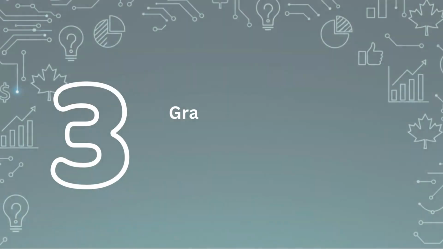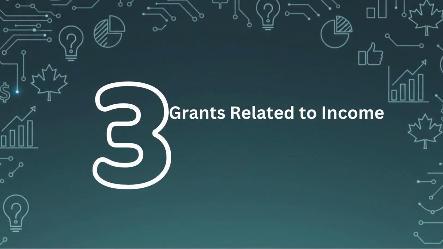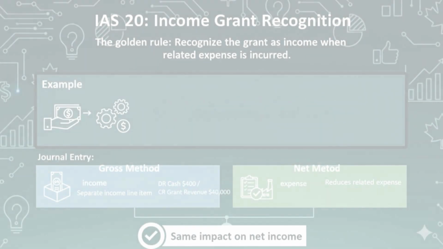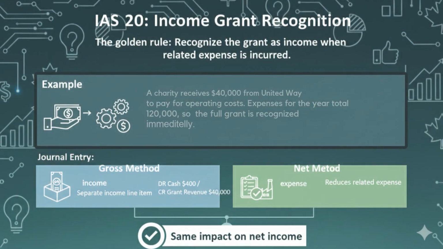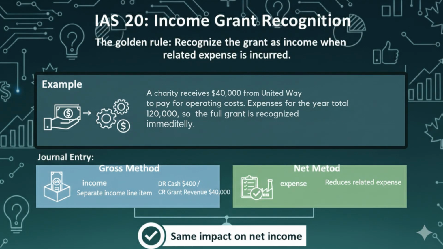Now let's split this into the two key types: income-related and asset-related. These are designed to cover expenses. The golden rule: recognize the grant as income when the related expense is incurred. For example, a charity receives $40,000 from United Way to pay for operating costs. Expenses for the year total $120,000, so the full grant is recognized immediately. Journal entry: debit cash $40,000, credit grant revenue $40,000.